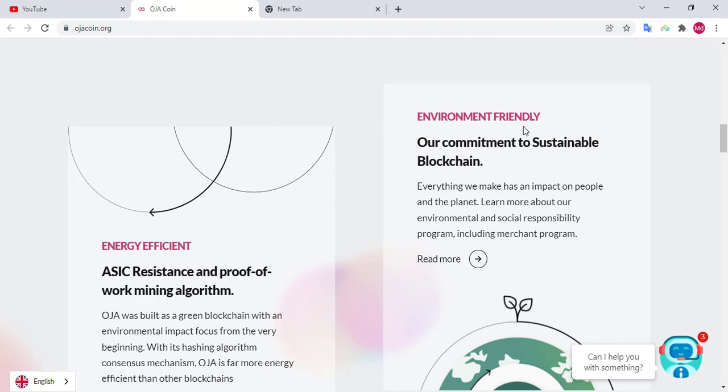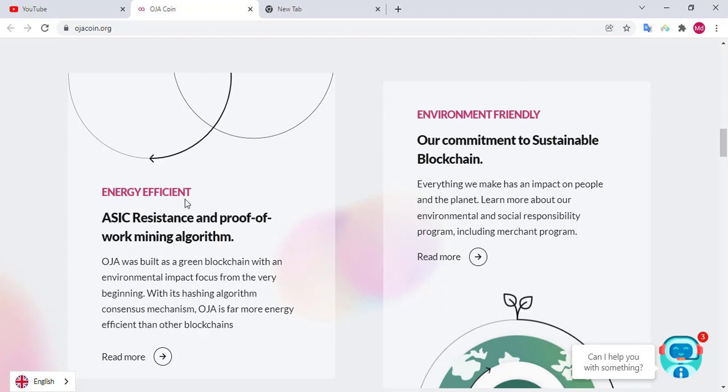Environment friendly. Our commitment to sustainable blockchain. Everything we make has an impact on people and the planet. Learn more about our environmental and social responsibility program, including merchant program. Learn more.